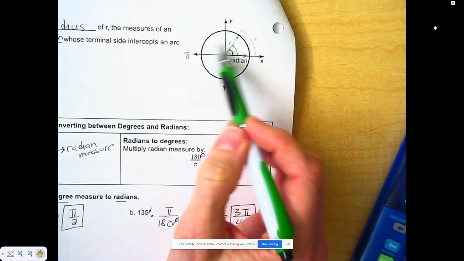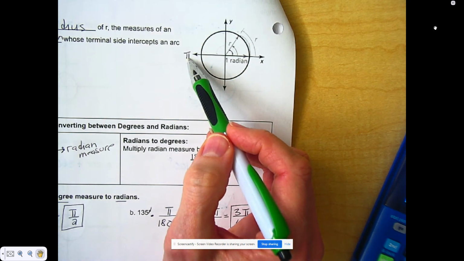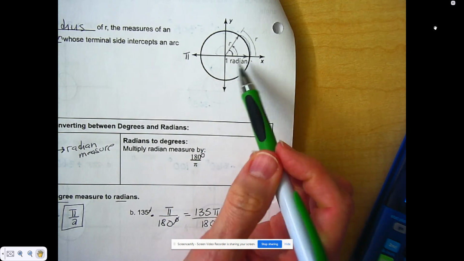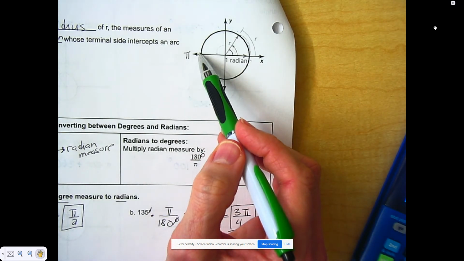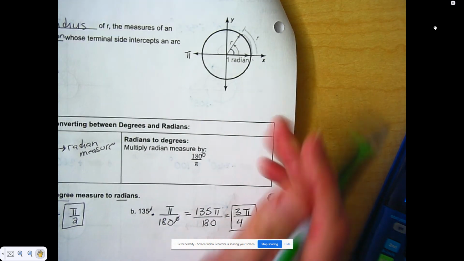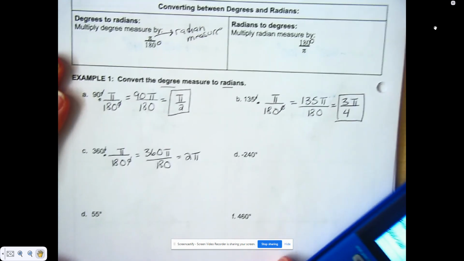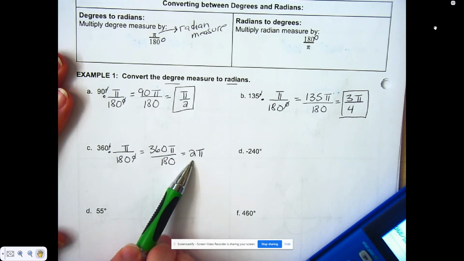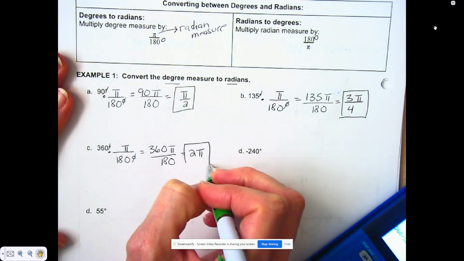And again, if you think about it, if halfway around the circle is 1 pi, then all the way around the circle is twice as much, so that's going to be 2 pi. So halfway around the circle is pi, all the way around the circle is 2 pi. 2 pi and 360 degrees measure the same angle. This is measuring it in degrees, this is measuring it in radians.